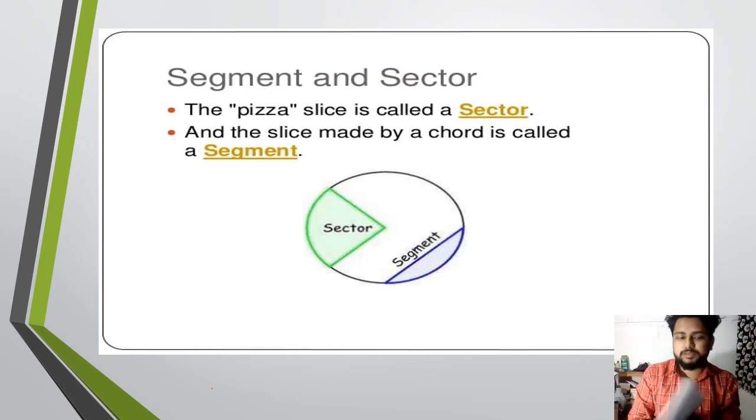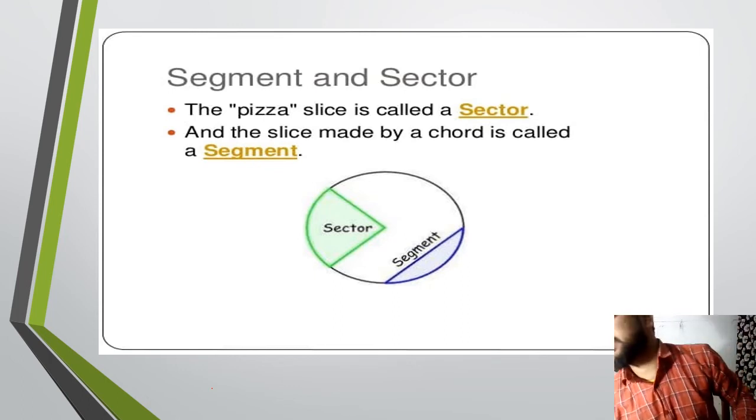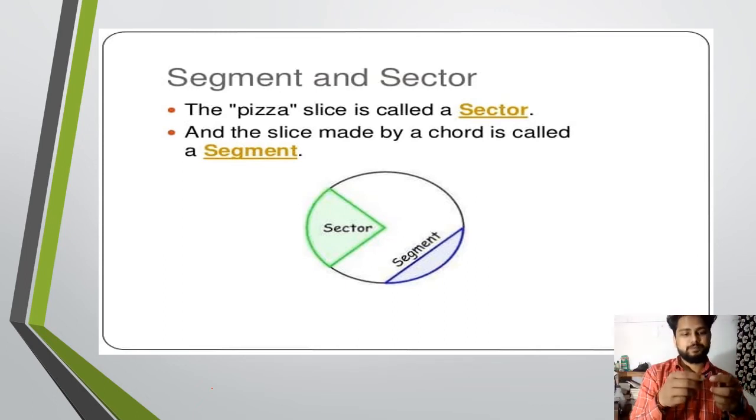Suppose we have two pins. Let me see. Here are two pins. Suppose these make two radius. So this one is a curve, bounded by the curve. This one is called a sector.